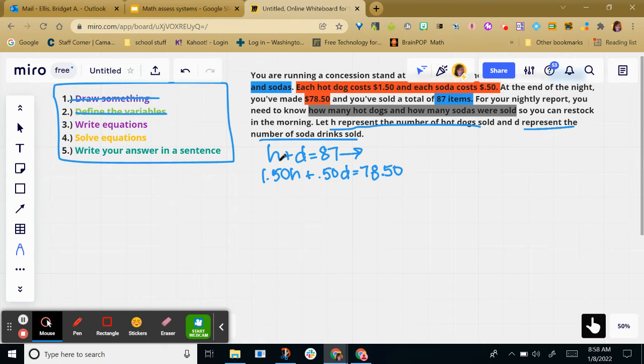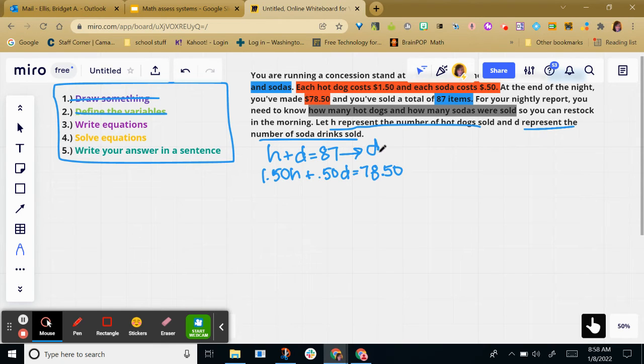I'm going to get one of the variables by itself. I think I'm going to have the D by itself. And so I need to get rid of that H. And how do we do that in algebra? Well, we subtract it from both sides. So I'm just going to subtract H from both sides of the equation. And here's what I'm going to have left.